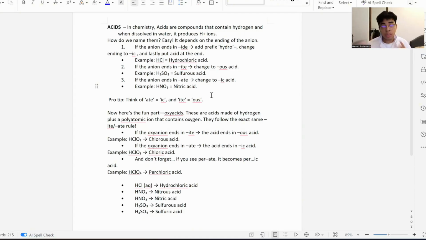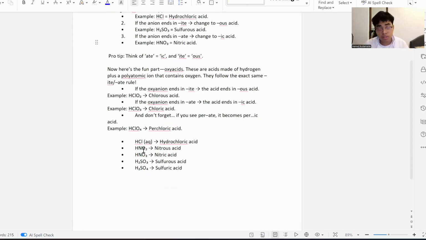So here are more examples below. HCl aqueous for hydrochloric acid. HNO2, nitrous acid. HNO3, nitric acid. H2SO3 or sulfurous acid. And lastly, H2SO4, sulfuric acid. As you observe, the atomic number goes higher each time, so make sure to observe that while naming acids. So, see, it is very, very easy. Now, it's your turn to answer the following.